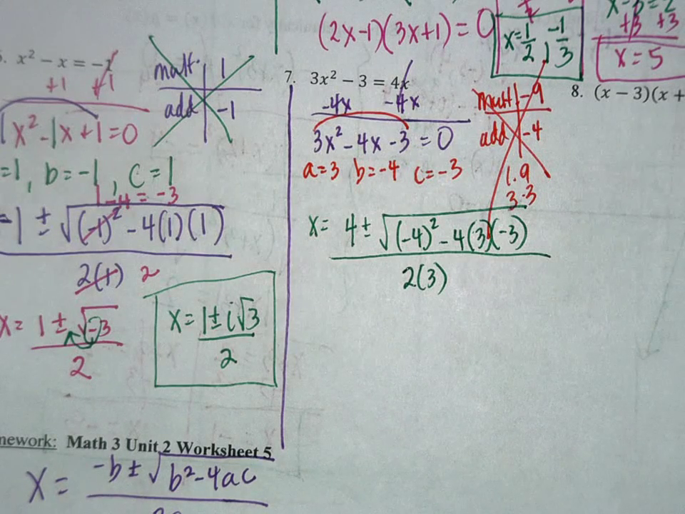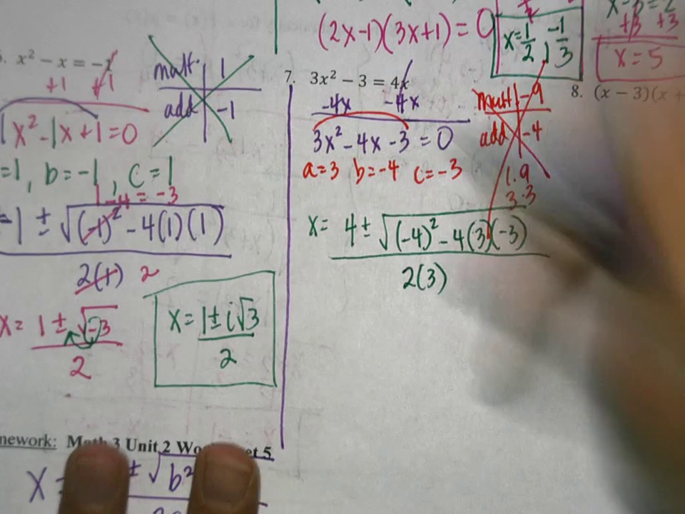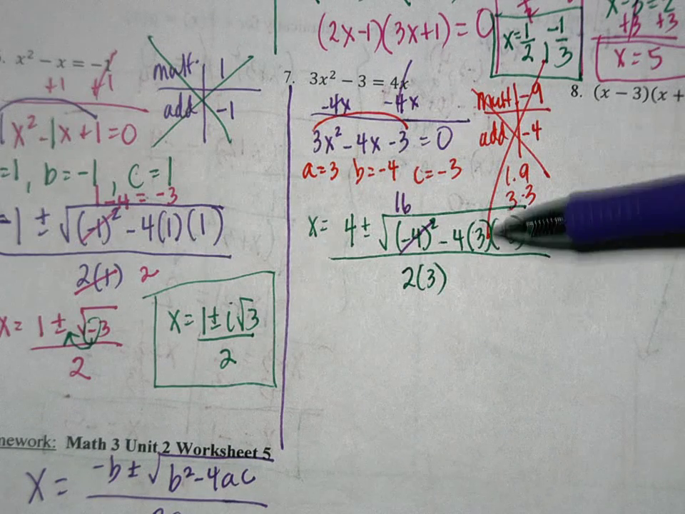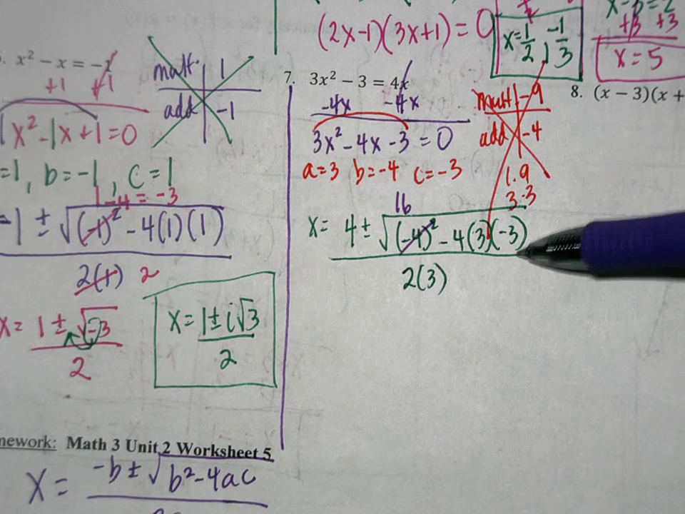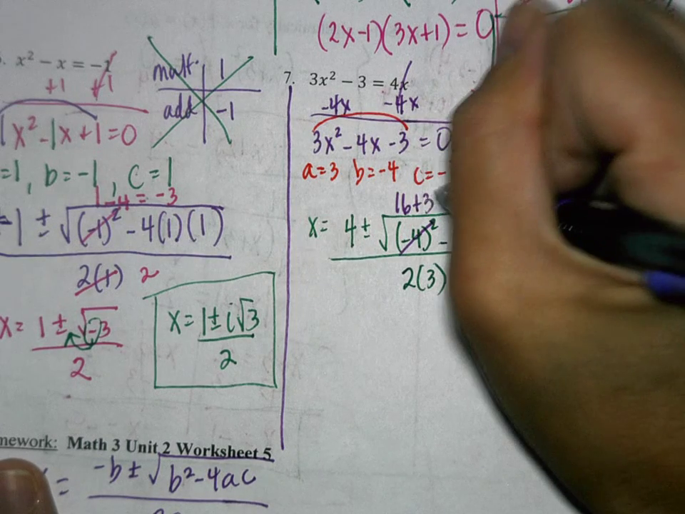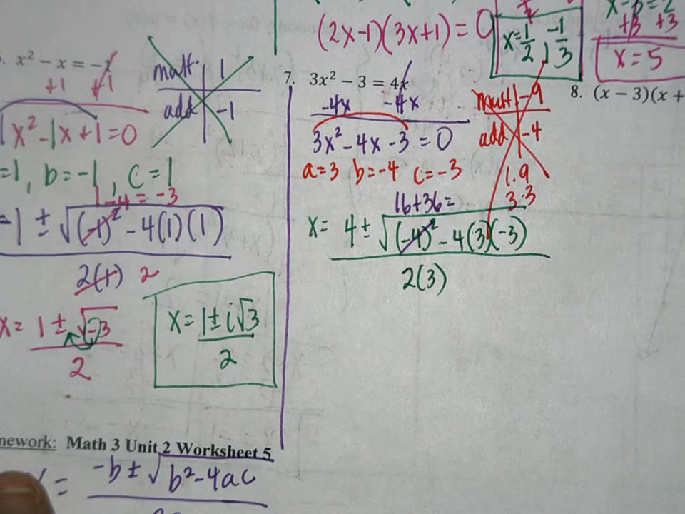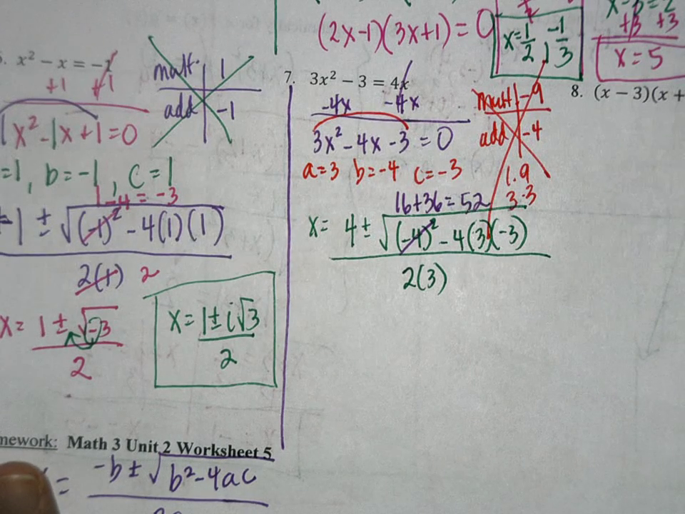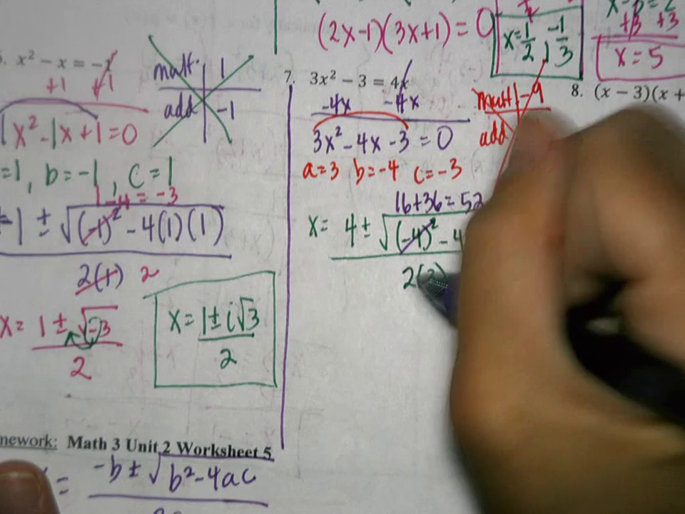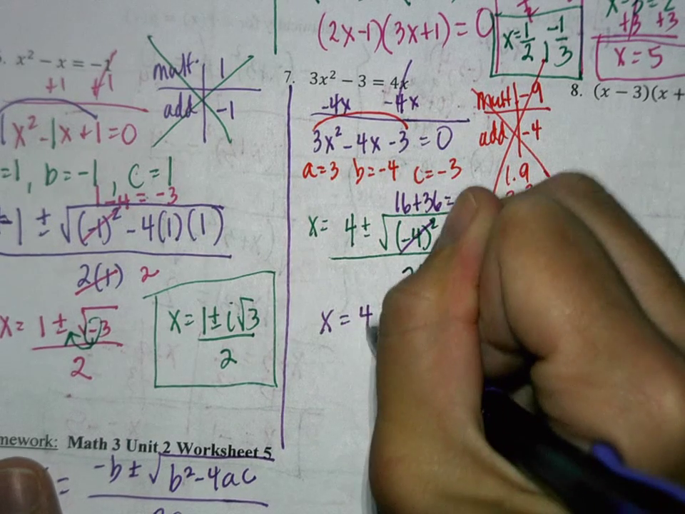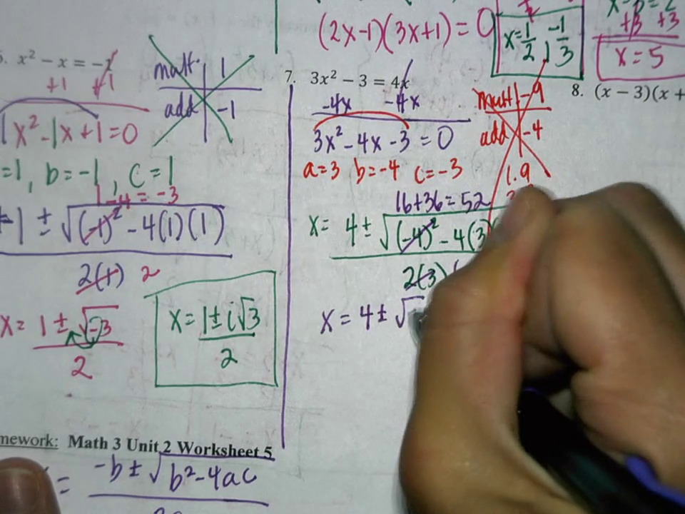What is negative 4 squared? Good. And then negative 4 times 3 is negative 12, and negative 12 times negative 3 is, very good. And 16 plus 36 is 52, very good. 2 times 3 makes 6. Okay, so we write this down. X equals 4 plus or minus the square root of 52 divided by 6.